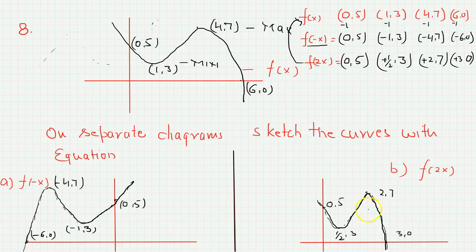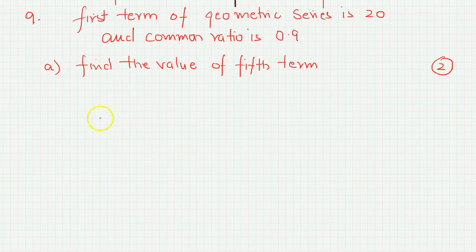So this question was of 2 marks, 3 marks and 3 marks, a 6 marks question. Question number 9: the first term of a geometric series is 20 and the common ratio is 0.9. Find the value of the fifth term.